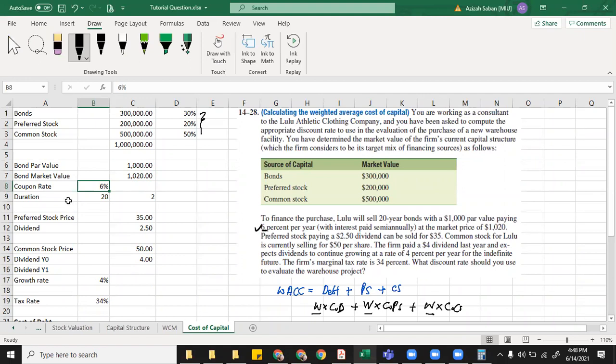And then we also have the duration, which means how long this bond's maturity is: 20 years. Where did we get this 20 years? It is stated here. Okay, where is it? 20 years, not that one.